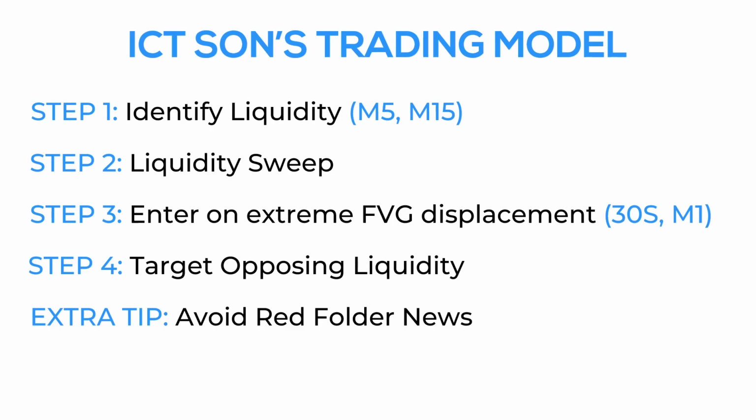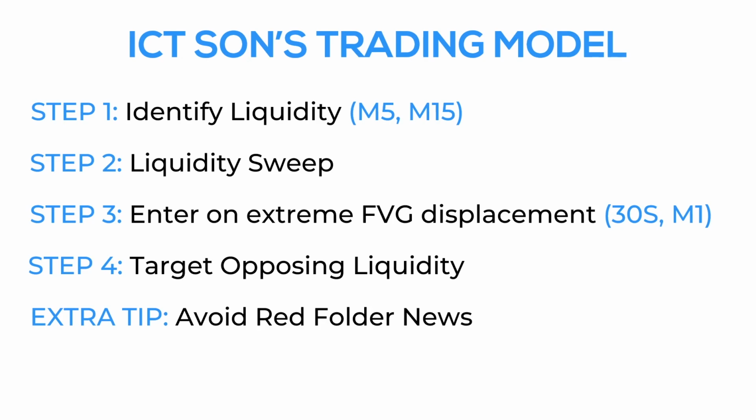After you've identified your liquidity, what you then want to do is wait for a liquidity sweep. This can be either buy side or sell side liquidity. It doesn't really matter, but what you need to make sure is that if we take buy side liquidity, we short the market, and if we take sell side liquidity, we are going to long the market. Now, after we've done that, the next thing we're going to do is enter on an extreme fair value gap that has displacement with a market structure shift.